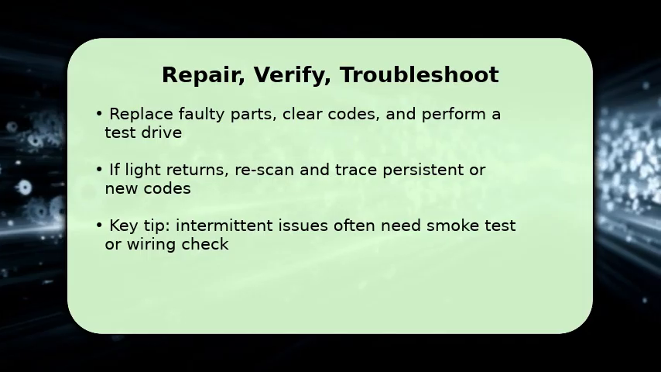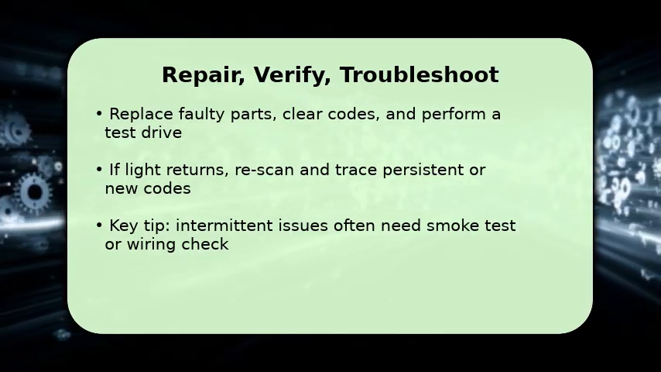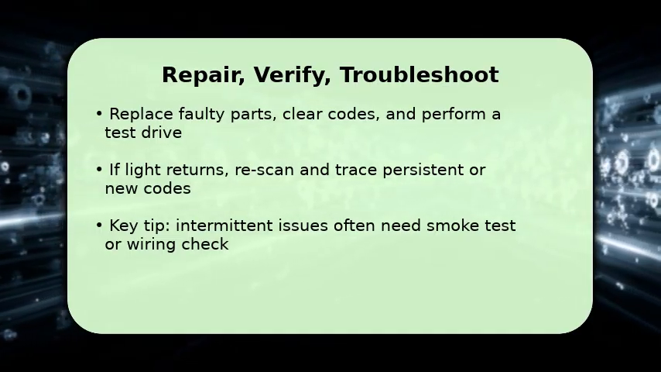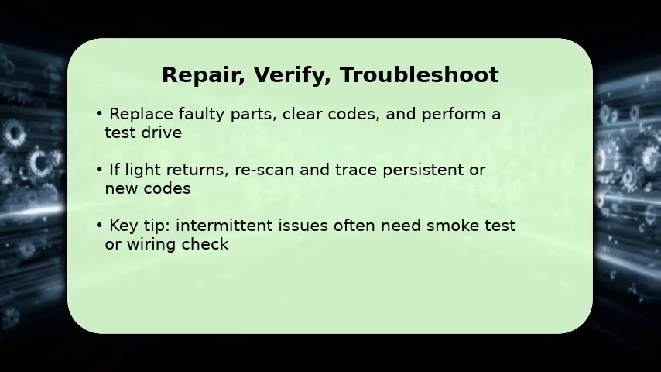If the light returns, rescan and follow the new or persistent codes. Intermittent faults often require a smoke test for evap leaks or a wiring/connector inspection. Finally, make sure the repair restored correct live data.